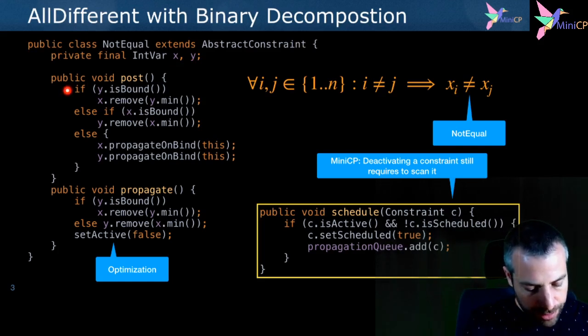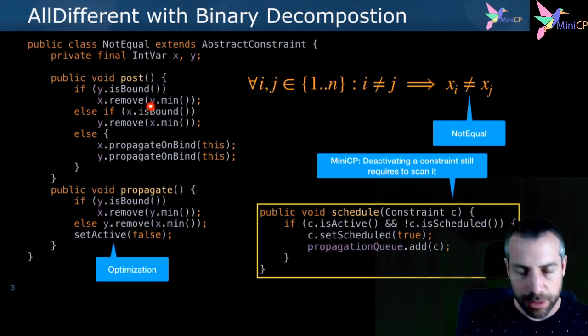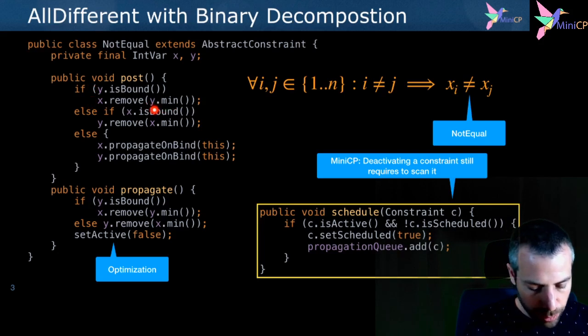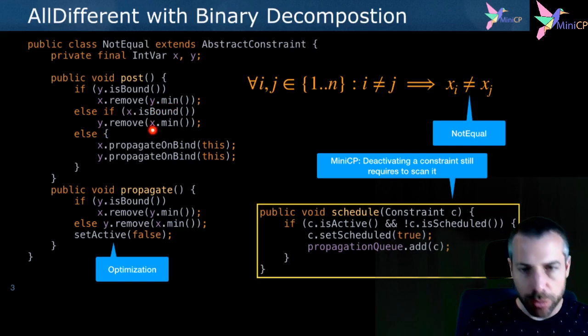If we realize that y is bound at the time of the posting, when you are stating the constraint in your model, then you can immediately remove the value of y. You just take the minimum, you could take the maximum, but you know that it's bound, so the minimum and the maximum would be the same. You take the value of y and you remove it from the domain of x. In the other case, if x is bound, you do it the other way: you remove from y the value of x.